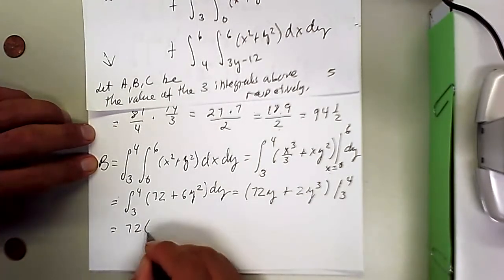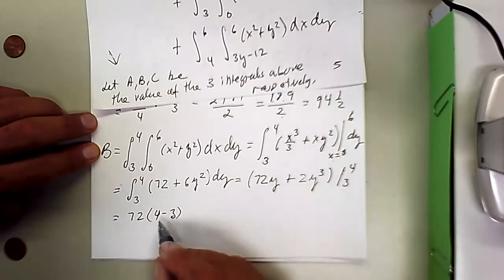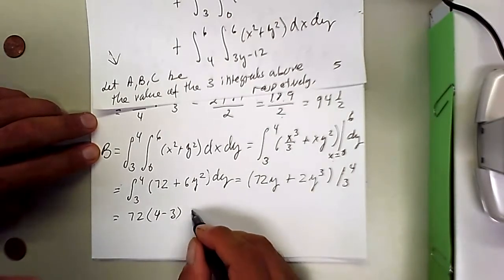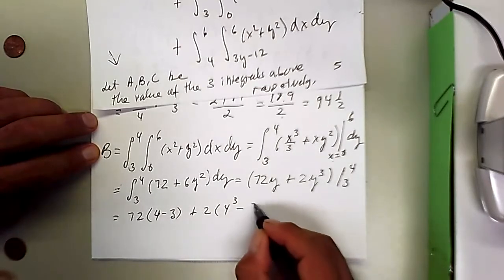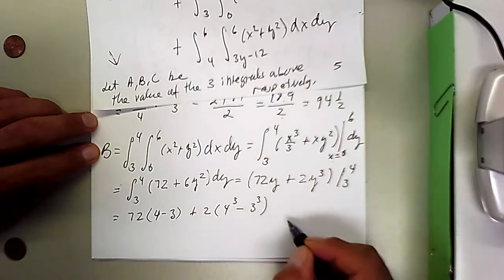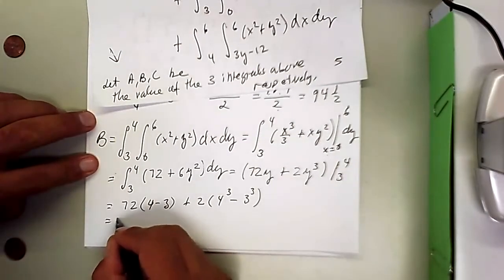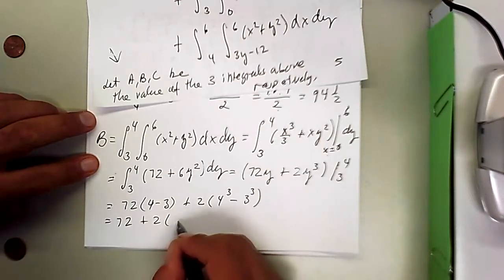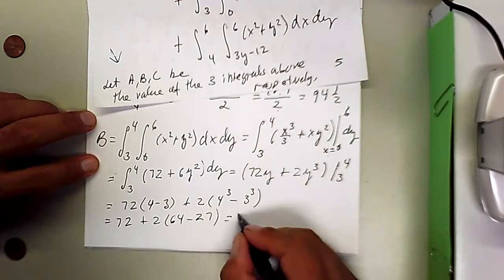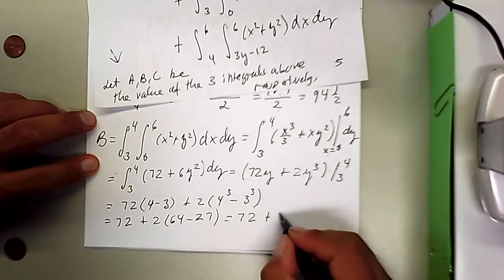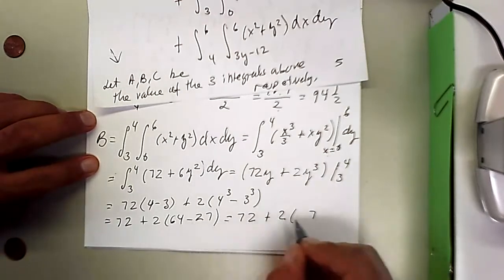So that is 72 times, plug in the 4, plug in the 3 into y, subtract, plus 2 times, plug in the 4, plug in the 3, subtract. So 4 minus 3 is 1, of course, so that is 72, plus 2 times 64 minus 27. So 72 plus 2 times 37. 14 minus 7 is 7, still 7. 5 minus 2 is 3.